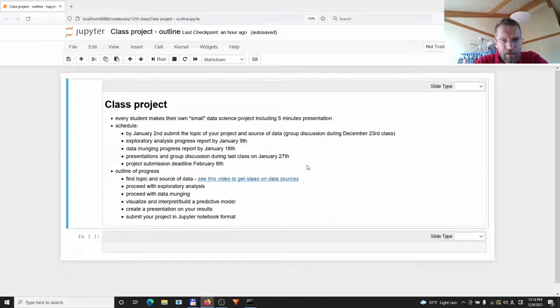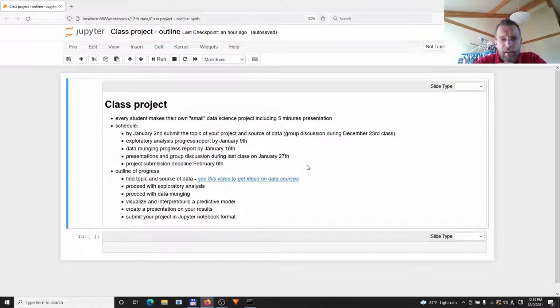So I already mentioned the timeline and the progress. First, you have to find your topic and source of data. That should be done by the end of the year. Then in the first week of the next year, you should do exploratory analysis. Then another week you should do data munging, that is fixing the data and getting the relevant information out of it. And then you're going to have 2 weeks to finalize your project.